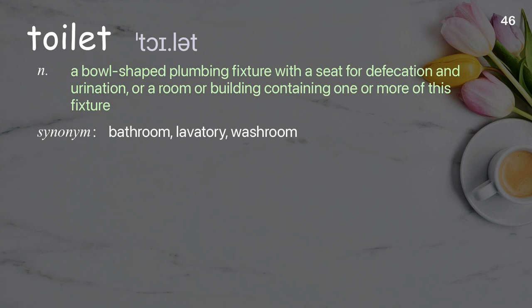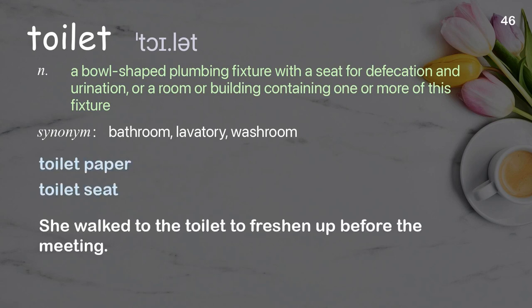Toilet. A bowl-shaped plumbing fixture with a seat for defecation and urination, or a room or building containing one or more of this fixture. Examples. Toilet paper. Toilet seat. She walked to the toilet to freshen up before the meeting.